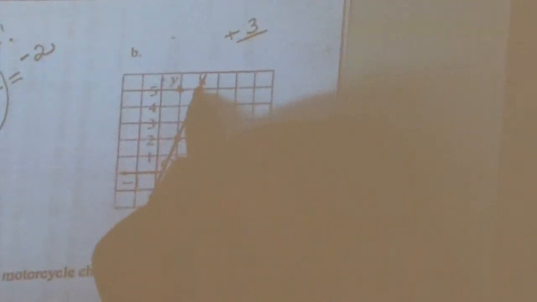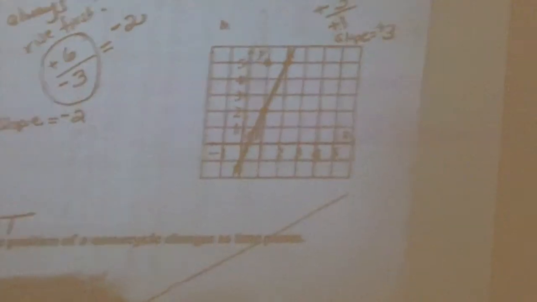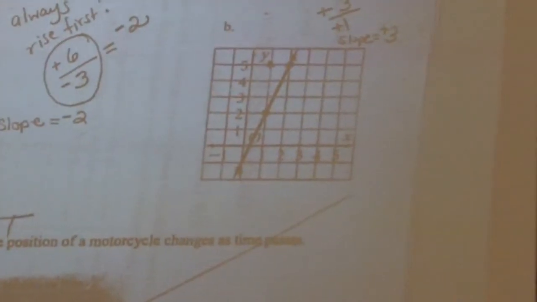To move over to the second point, I move to the right 1 point. That's positive 1. So the slope of this line is positive 3. So when we're counting units to find the slope, you're simply using your rise over run.